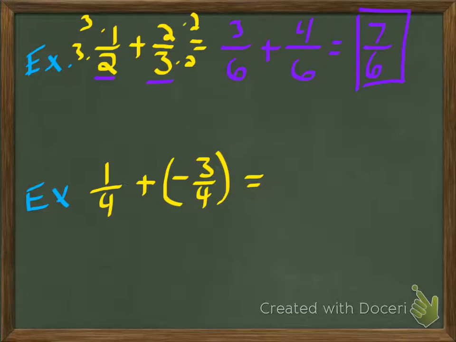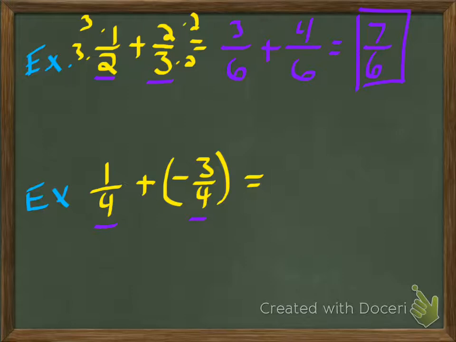So you've got 1/4 plus negative 3/4. The signs are different, so we're going to subtract. Now look at the denominators. Are the denominators the same? Yeah, so we don't have to find a common denominator. We can just subtract them.